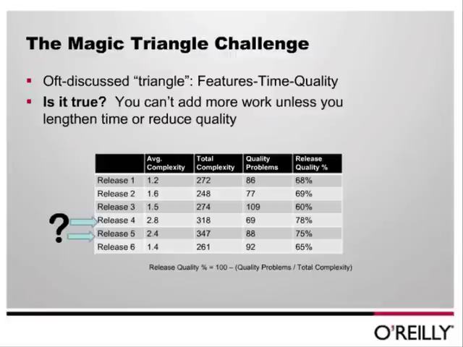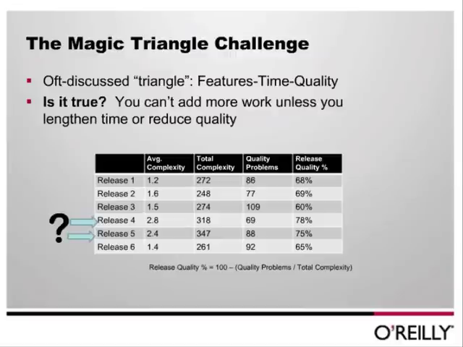And in general, we all understand these concepts are true and there's a trade-off, but sometimes I think in our thinking it becomes embedded. What I'm posing here as a question at the top of the slide is: is it true that you can't add more work unless you lengthen the time or you reduce quality? And what you see is a series of releases with some information down below, and basically I've normalized this in time. Let's just, for the sake of this discussion, say each one of these took an equal amount of time, or a near equal amount of time was spent on each of these releases. So the time element didn't change.